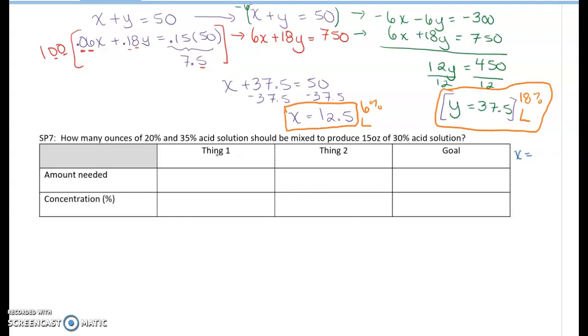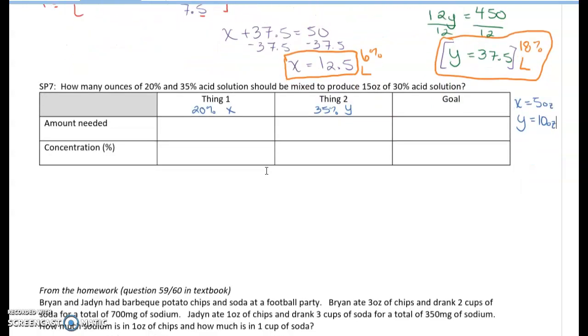You should get thing 1 is the 20% solution, which I called x. And thing 2 is the 35% solution, which I called y. So x is 5, and it's in ounces. And y is 10, and that's also in ounces. So depending on how you labeled it, you can label it with different letters. X and y are just the most common. So that's another mixture problem for you.